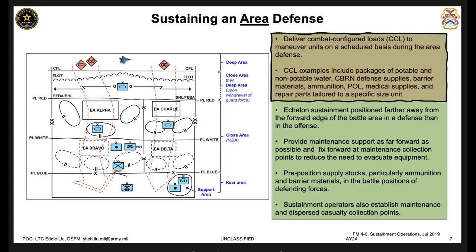CCLs may include essential supplies like water, seaborne defense gear, barrier materials, ammunition, POL, medical supplies, and repair parts tailored for specific unit sizes.